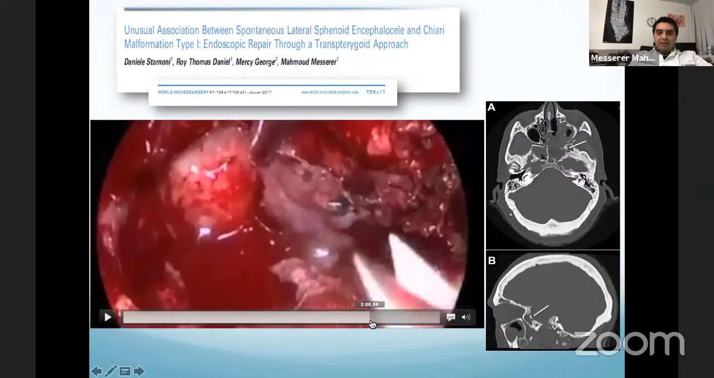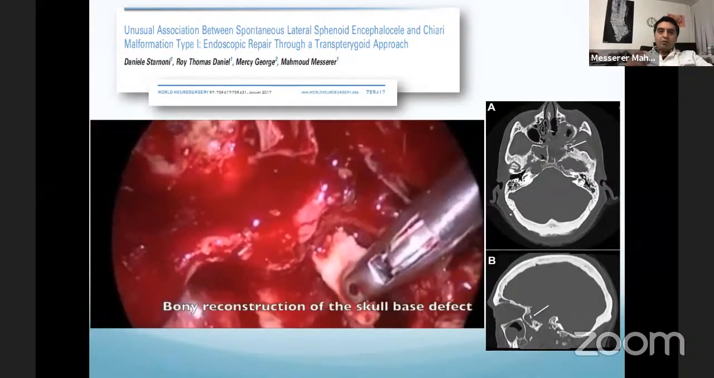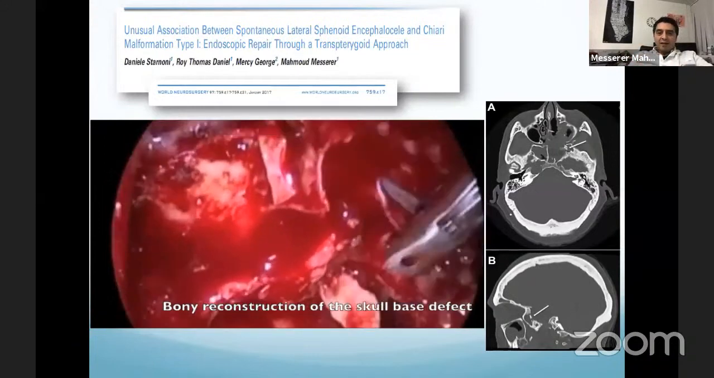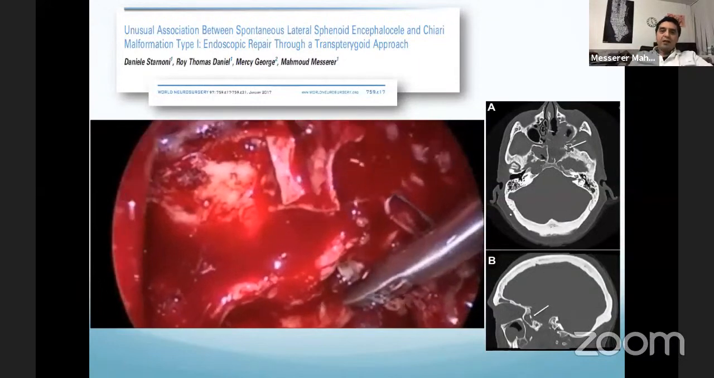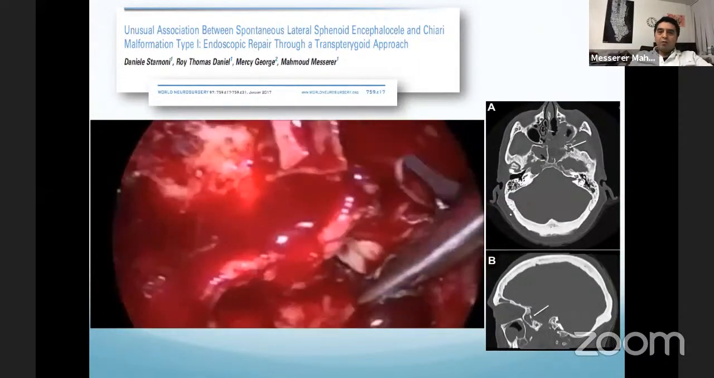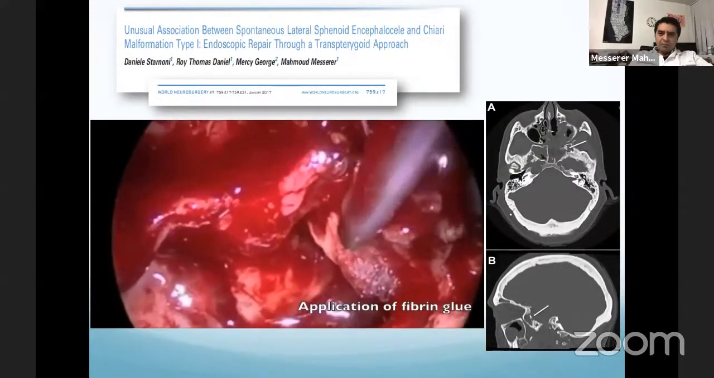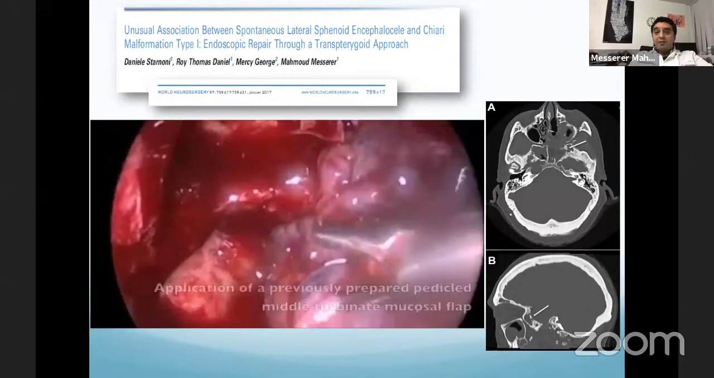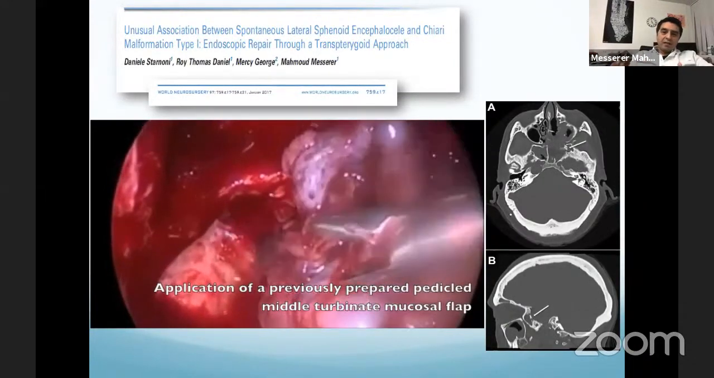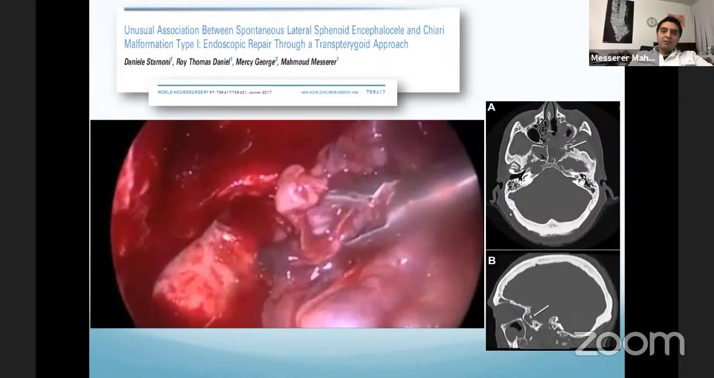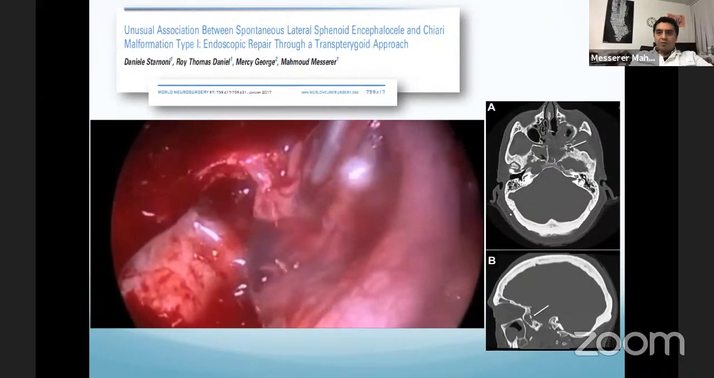my defect here. It's very important to see all your defect and your normal dura, and after that, I do my reconstruction with the fascia lata gasket seal technique with the bone taken from the anterior wall of the sphenoid sinus. And finally, I do a flap from the middle turbinate. This is the flap from my middle turbinate, and it's enough. The patient is well, and there is no CSF leakage after this procedure.